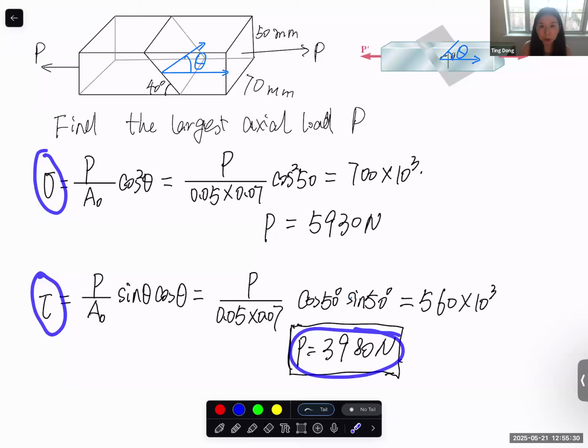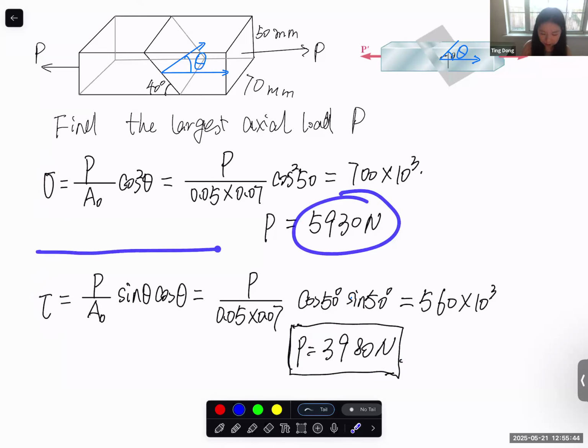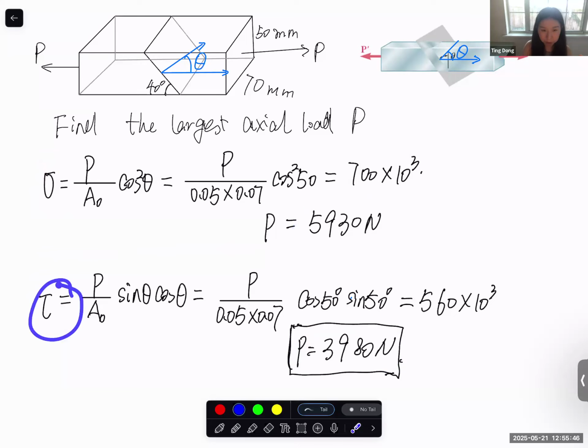So now we want the structure to be safe, meaning it should be safe for both shear stress and normal stress. If we chose this one, this 5930, it means it's safe for normal stress, but it will fail because of shear stress. Oh, I see. You need to choose a value that makes sure it's safe for both. Okay, that makes sense. Which should be the lower value, not the larger value. Even if you pick the lower value, it won't break. Okay, that makes sense. Thank you. You're welcome. Any other question?